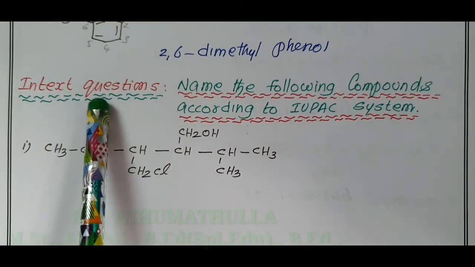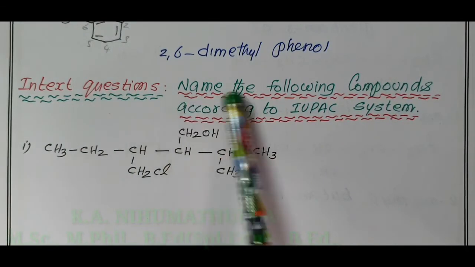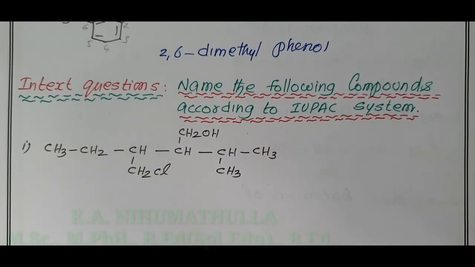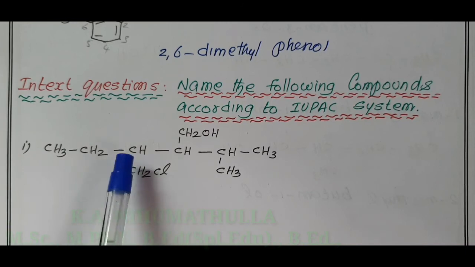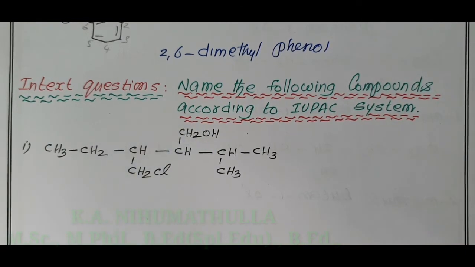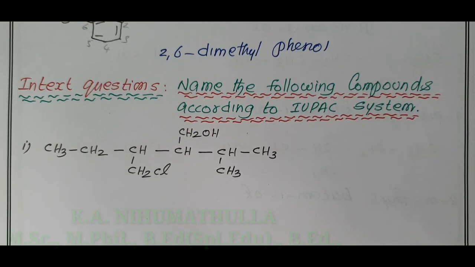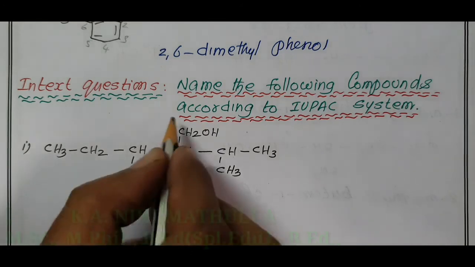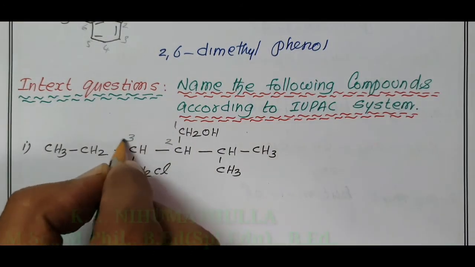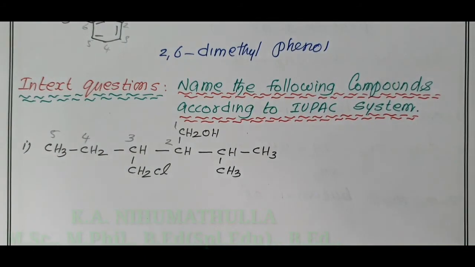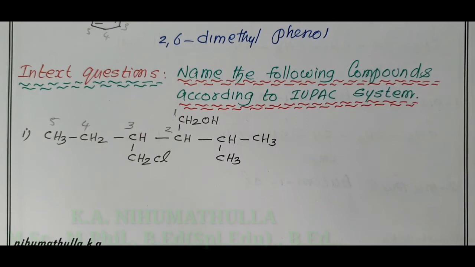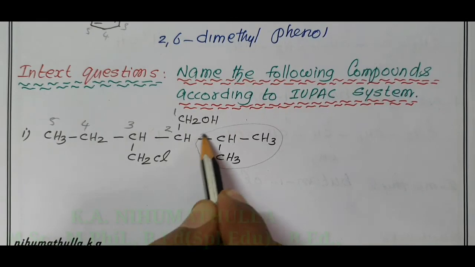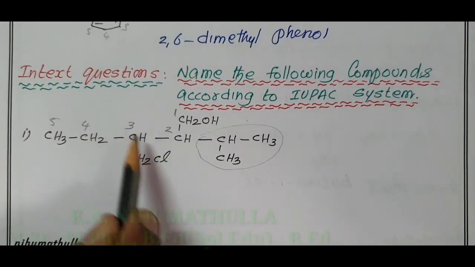This is an intext question in NCERT. Name the following compounds according to the IUPAC system. See the compound given: CH3, CH2, CH, CH2Cl, CH, CH2OH, with isopropyl. First, we have to select the main chain, the straight chain, linear chain, starting with the functional group: 1, 2, 3, 4, 5. Substituent groups are present. See here carefully. On the second carbon, we have one isopropyl group. This is isopropyl.